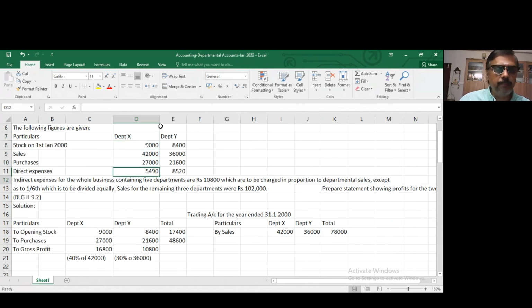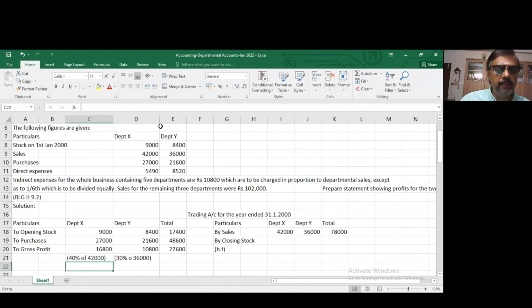So we have got the opening stock figures, we have got the purchase figure, and we have determined the gross profit based on the percentages given. Normally, for determination of gross profit, direct expenses are considered, but in this case, they have specifically mentioned direct expenses don't form part of the trading account. So you ignore direct expenses and bring them to P&L. So the total of this is 27,600. Now closing stock can be determined as the balancing figure. What is the balancing figure of closing stock for department X?